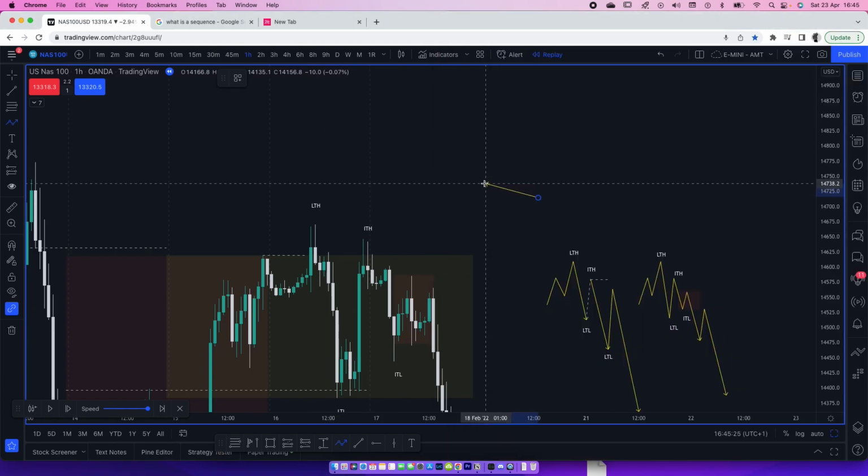Let's say you have identified your ICT signature. Let's do a third drawing here. You've identified your ICT signature, all right, and you took your trade at the imbalance. Okay, it gave you an intermediate term high. The market gives you an intermediate term low, and then you get this.